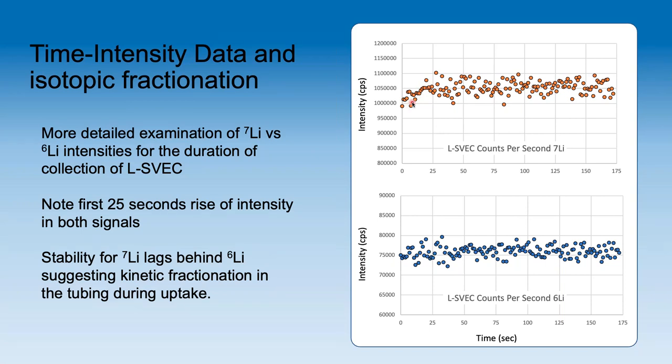It means that 7 is not being taken up as fast as 6, and it's not entering and stabilizing in the plasma as fast as 6, which suggests that there is a kinetic fractionation. We believe it's probably in the tubing. So what we're looking at is that 6 being lighter moves faster through the tubing than does the 7. Even as it's being pulled into the mass spec, it's going to move a little faster, but by then we're dealing with the mass spec and the vacuum in there, so it's going to pull both of these guys almost simultaneously. So that's why we think it's in the tubing.